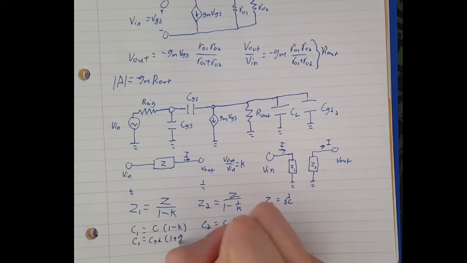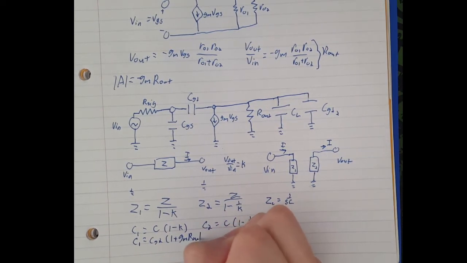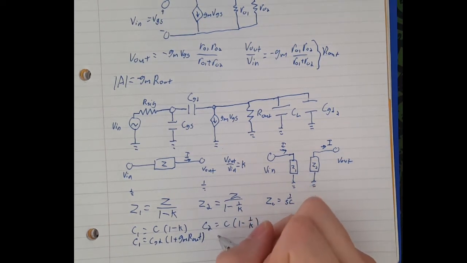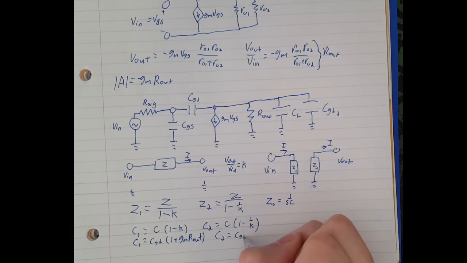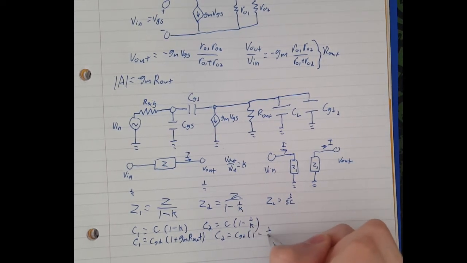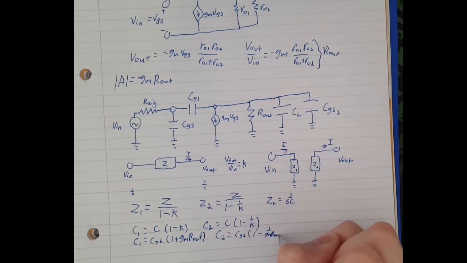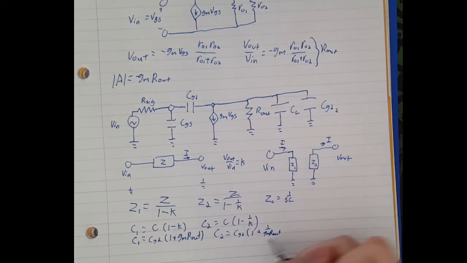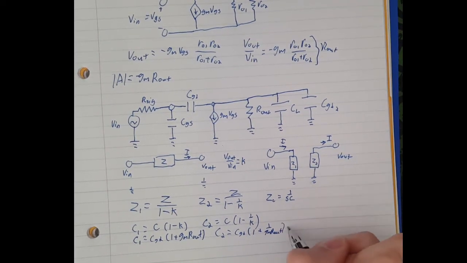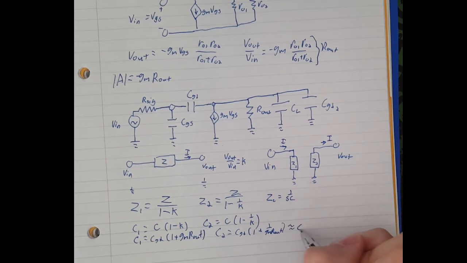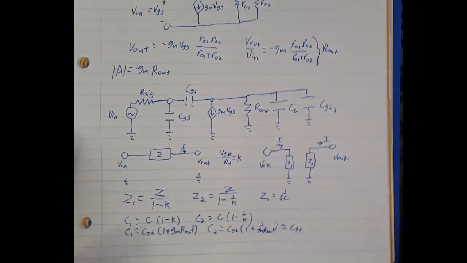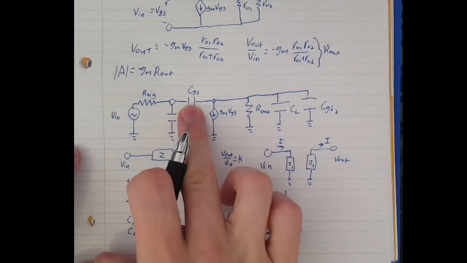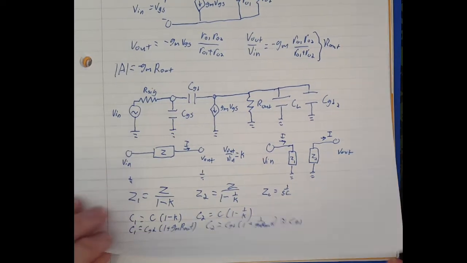times 1 plus GM R out, and C2 equals CGD times 1 minus 1 over GM R out, 1 plus. If we assume this is large, this just goes to 0, and this is approximately equal to CGD. So now we're going to take this transform we did, turning this into 2, and we're going to split it up into an input side and an output side.